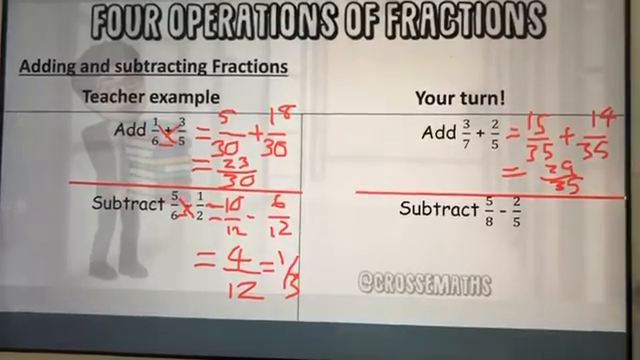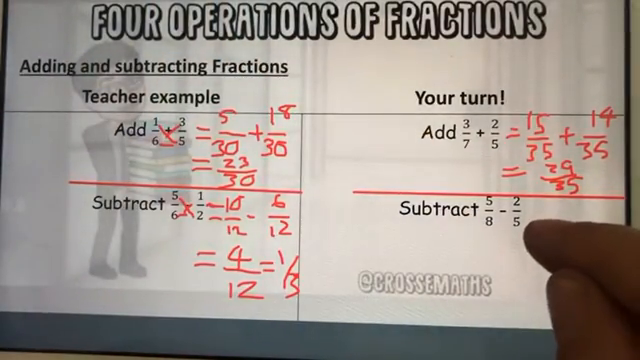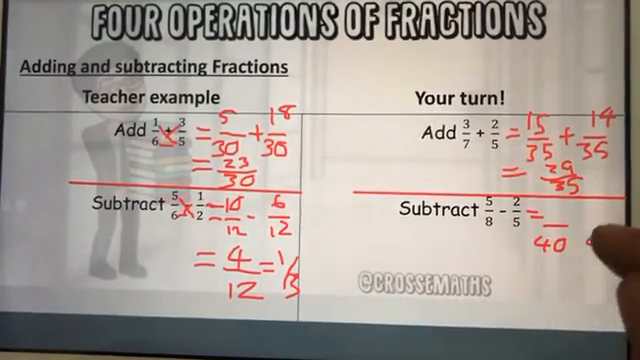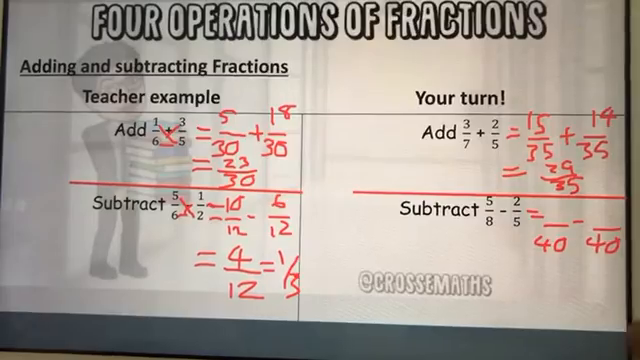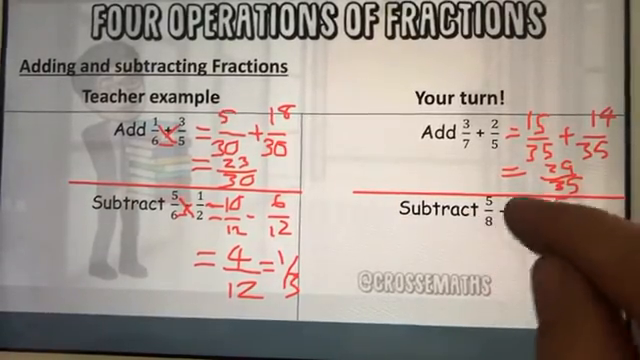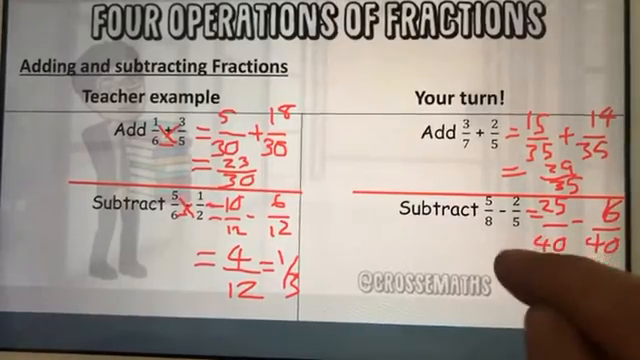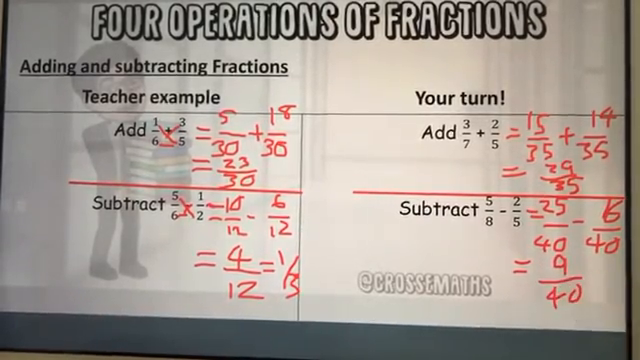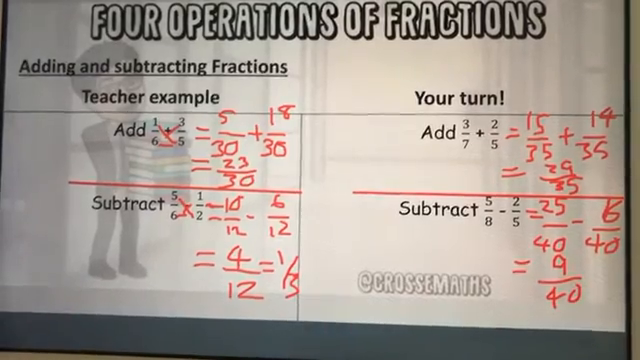Okay, down the bottom, similar thing. Okay, I'm just going to do exactly the same as I did before. 8 times 5 gives you 40 on the bottom of both. It's still a takeaway question. 5 times 5 is 25. 2 times 8 is 16. 25 take away 16 is 9. All over 40. It can't be simplified, so we're just going to leave it like that.